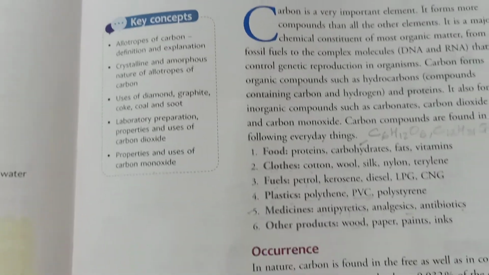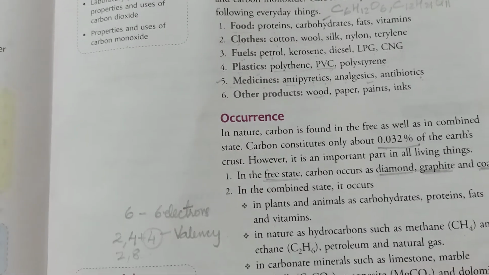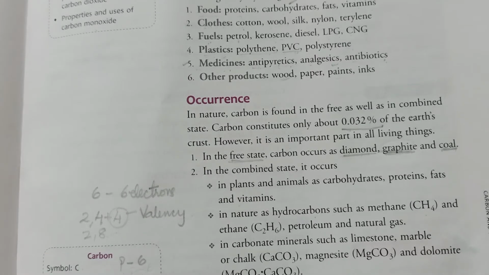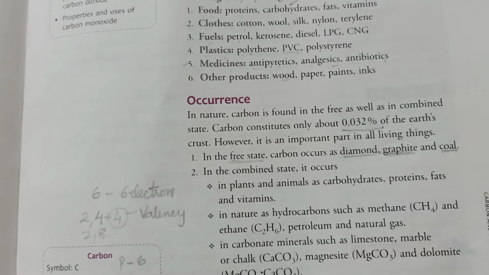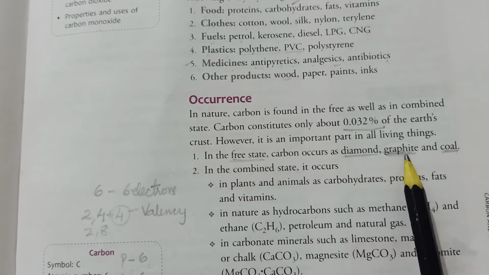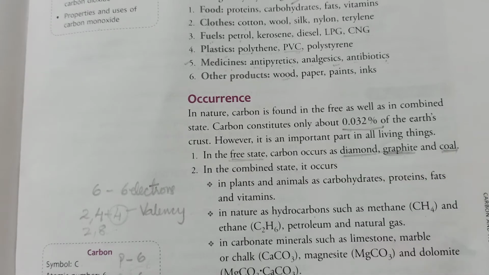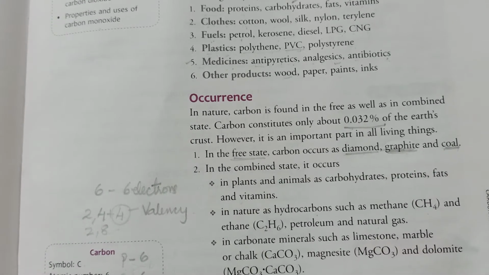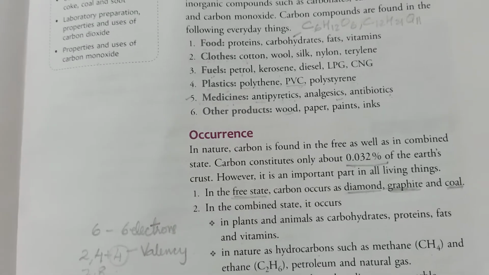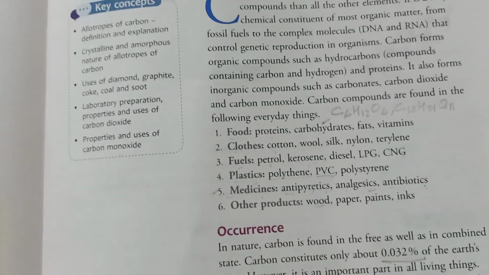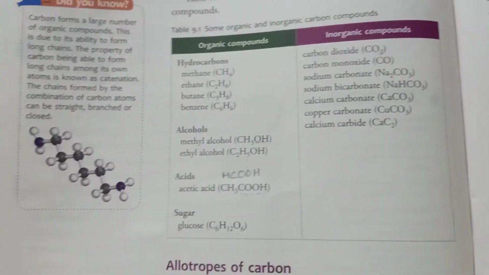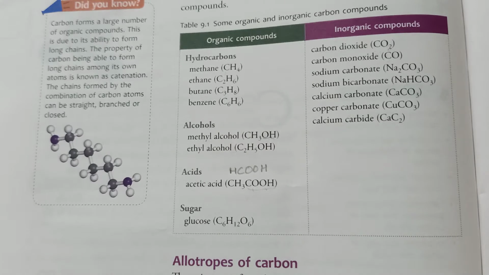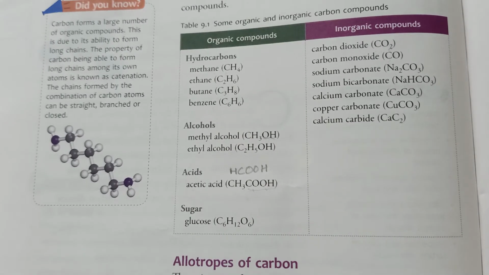We also learned about occurrence of carbon in nature. They exist in free state as diamond, graphite, coal, and in combined state in different forms of compounds. Today in our class we are going to learn some more examples of carbon compounds, and we are going to see some other details about carbon. So without any delay, let us start our today's class.